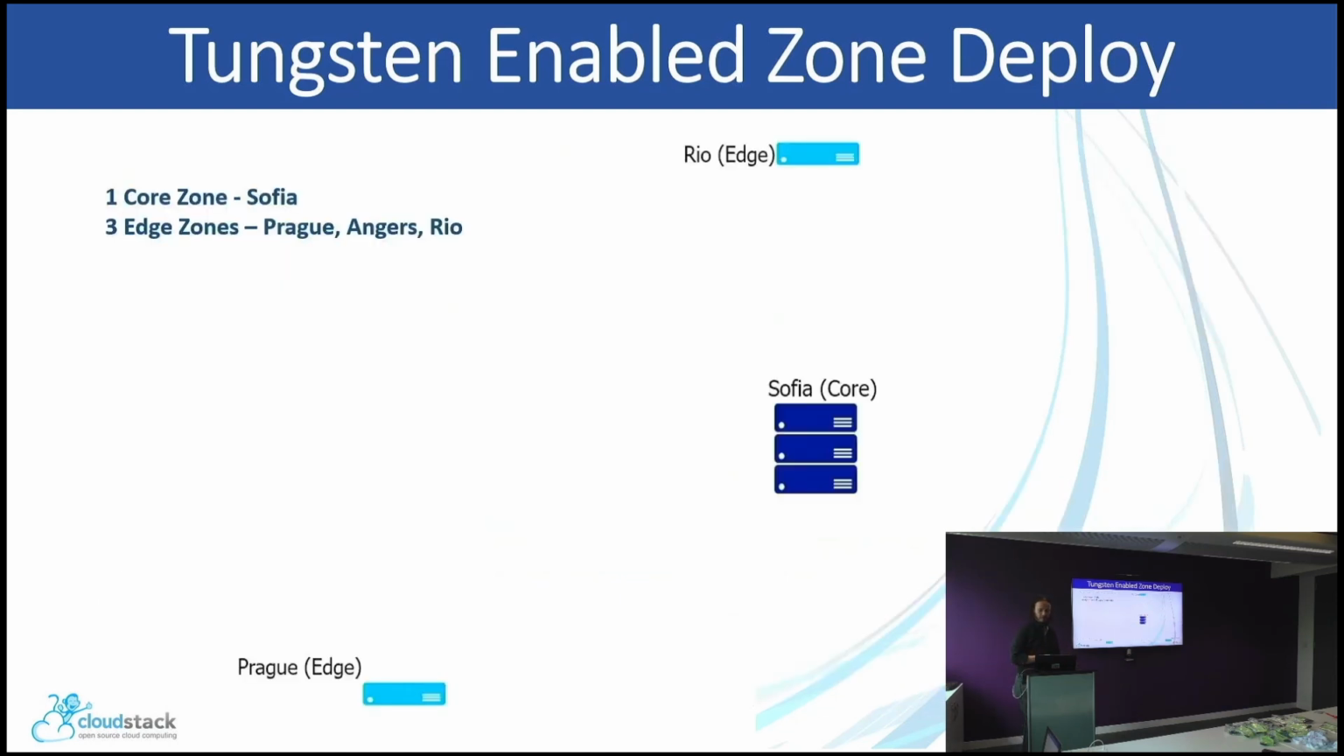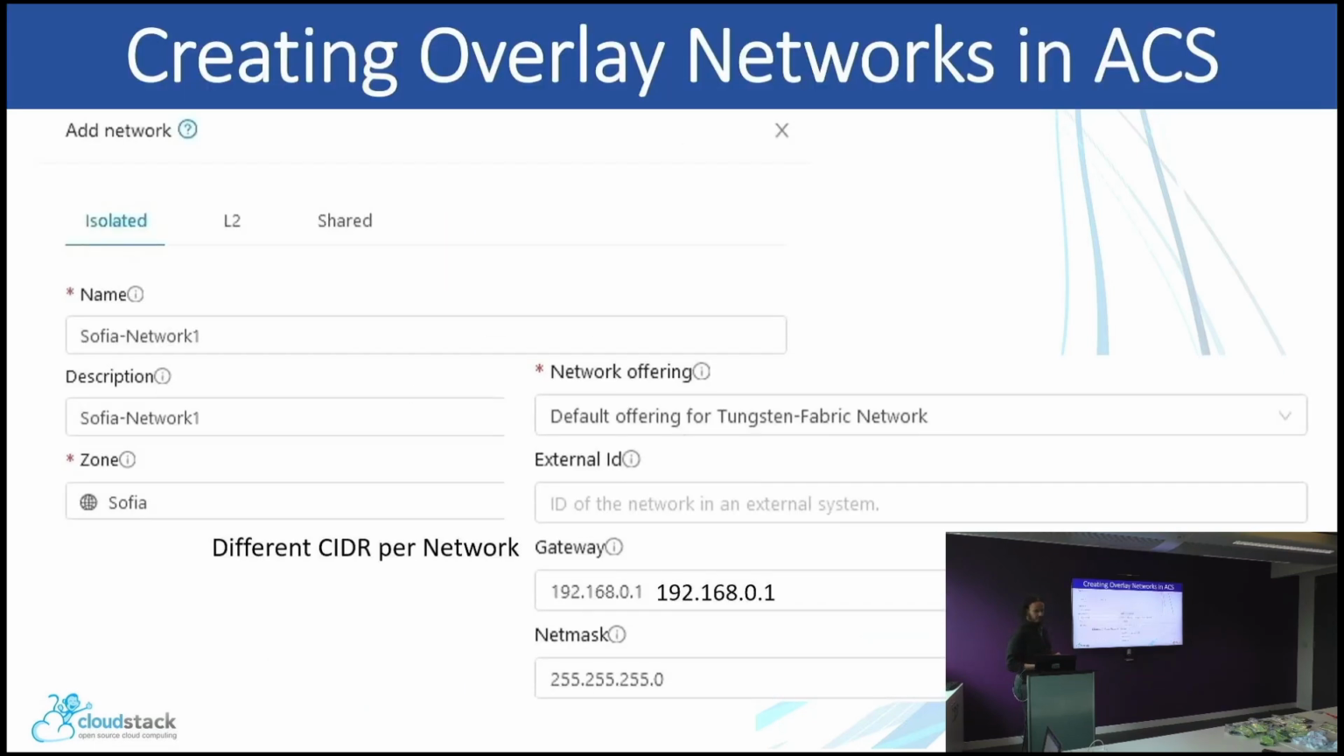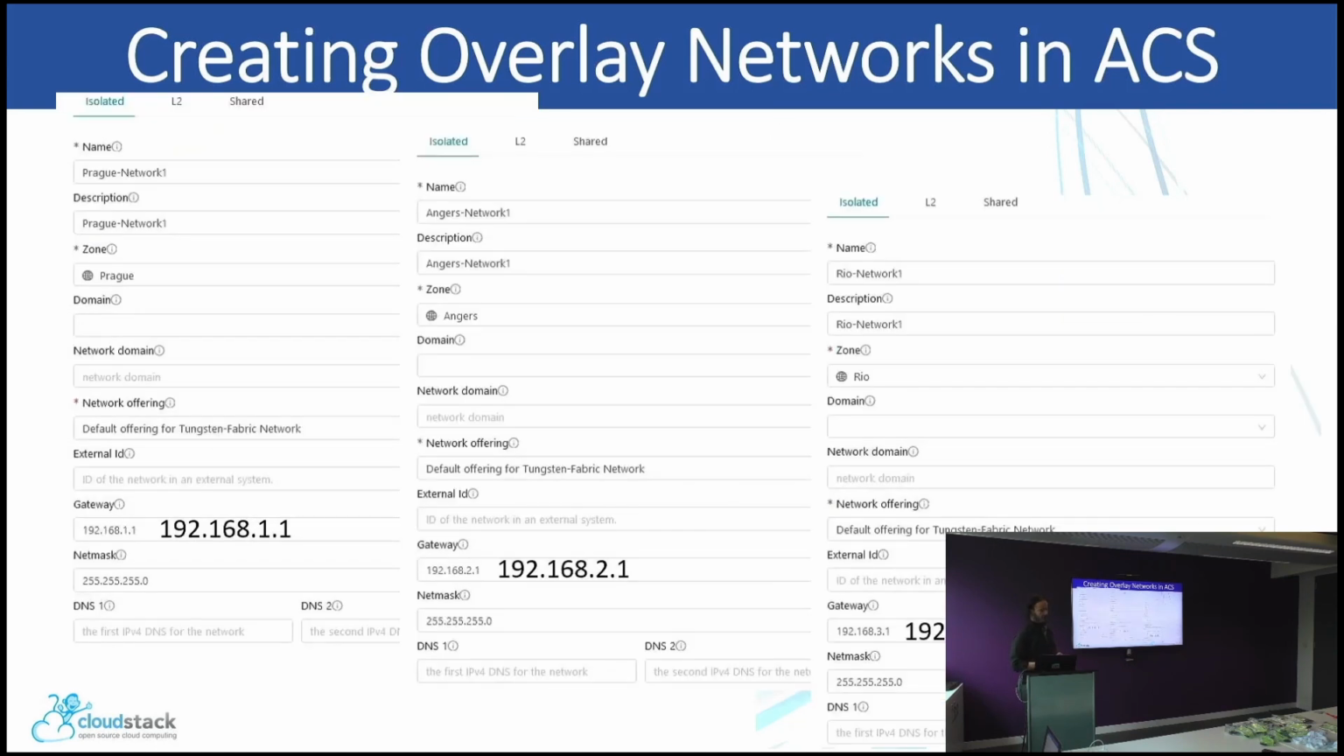So back to my 4 zones, I want to create my networks now. I just create them as isolated networks using the Tungsten offering. It's important now that these seeders are different. These isolated networks won't be that isolated anymore. That name is getting a bit old. Create a network in each of my zones with a different gateway, different seeder.